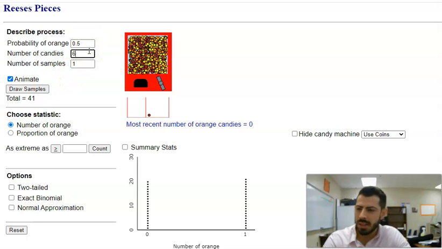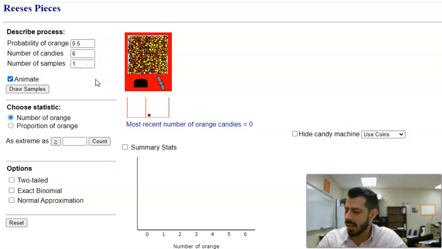What happens if we take maybe 6 candies at a time, right? So half of them are orange. We should expect that half of them in the 6 would also be orange. The thing is, we also know that because of the way things work, probability suggests that not all of the time will we get 3 orange candies out of 6. We know that sometimes we'll get less, sometimes we'll get more. But by how much is the question?